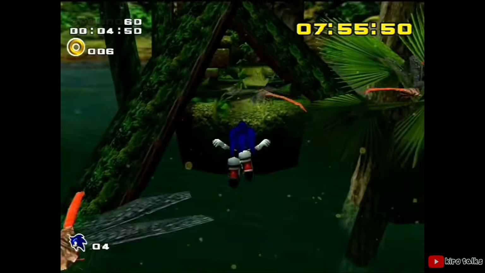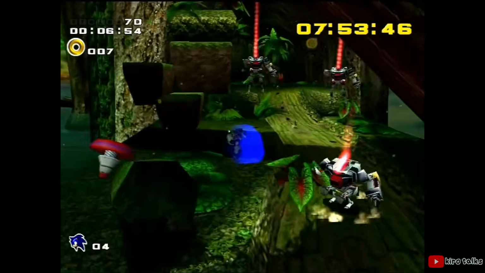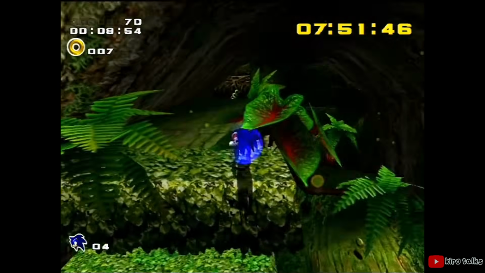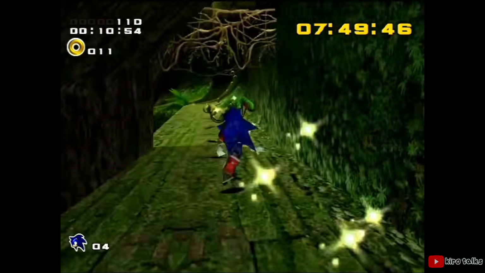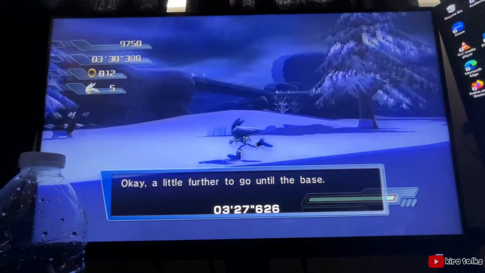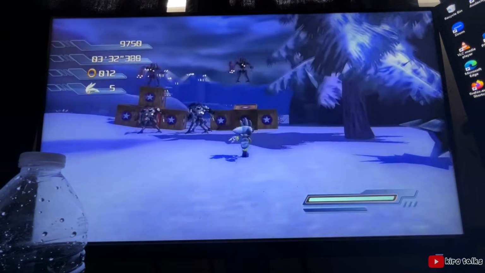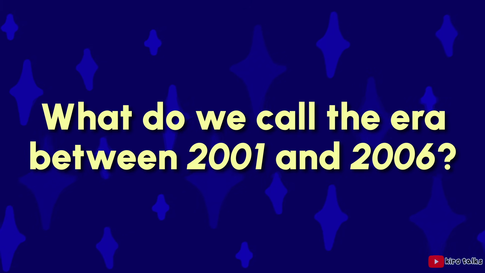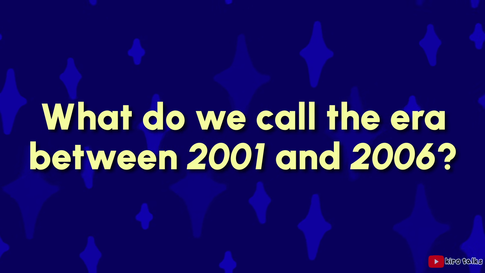Now, what about the endpoint for this era? Well, we could keep the original endpoint of the Adventure era, which I would think most people would say is 2006 when Sonic 06 was released. A thought-provoking question is, what do we call this era from 2001 to 2006?